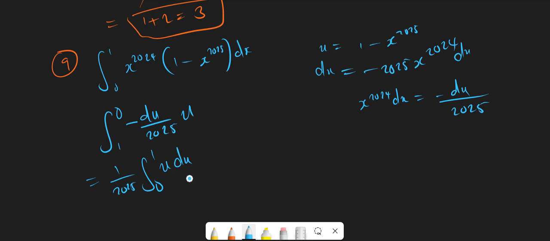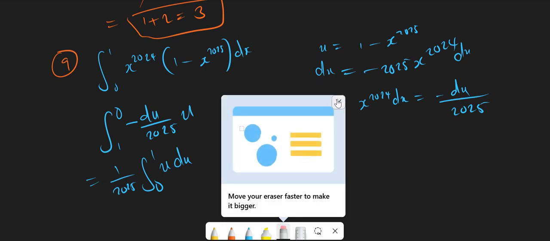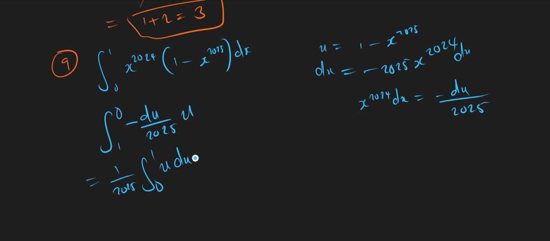Okay, hope I'm still within the range. Sorry, this is also raised to a power. Let me see. Sorry about that. This integral we can just do as it is. So just 1 over 2025 times u squared over 2 from 0 to 1, which is just 1 over 2 times 2025.